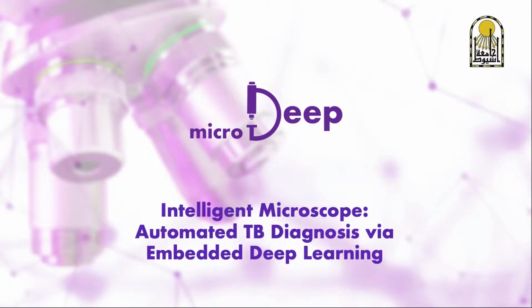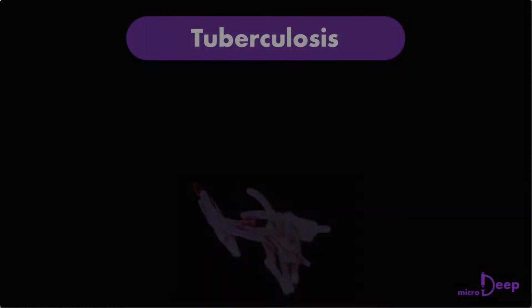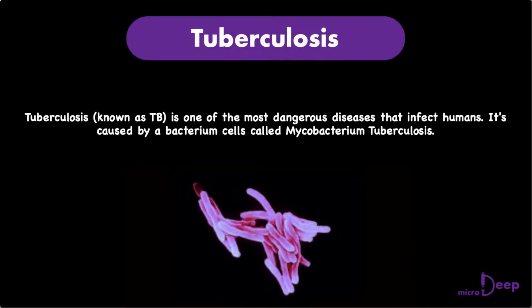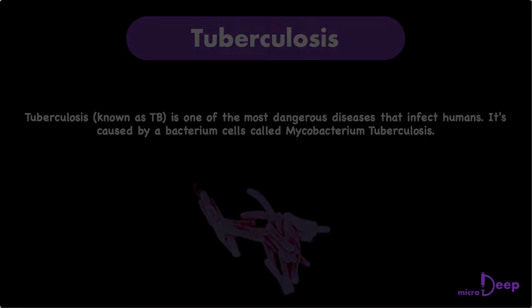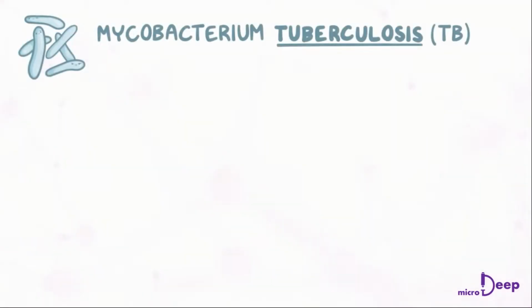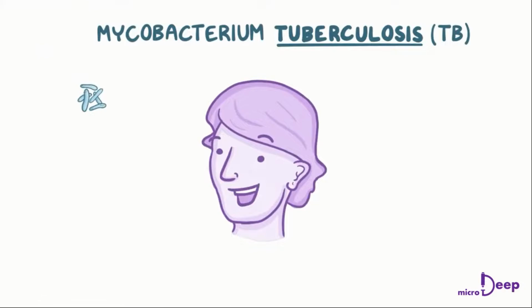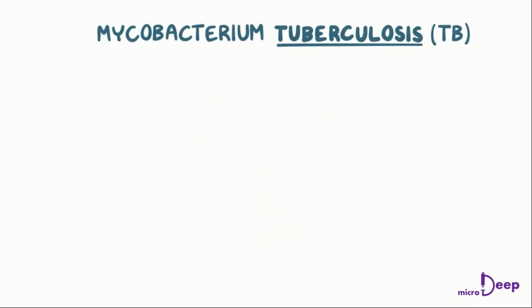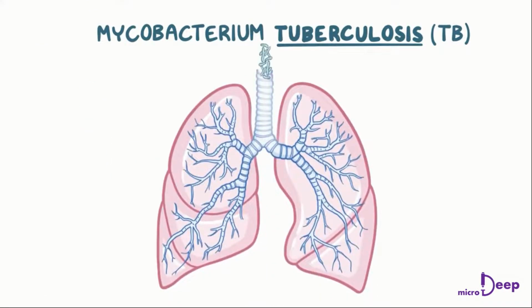Intelligent microscope, automated TB diagnosis via embedded deep learning. Tuberculosis, known as TB, is caused by bacterium cells called Mycobacterium tuberculosis. The bacteria usually attacks the lungs, but TB bacteria can attack any part of the body, such as the kidney, spine, and the brain.